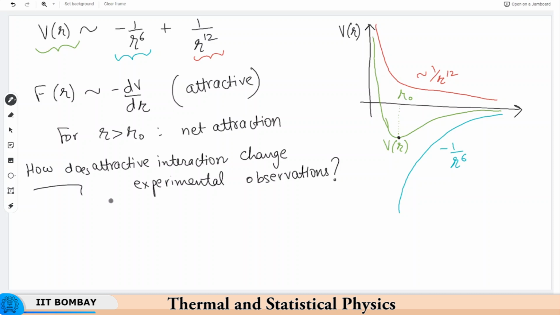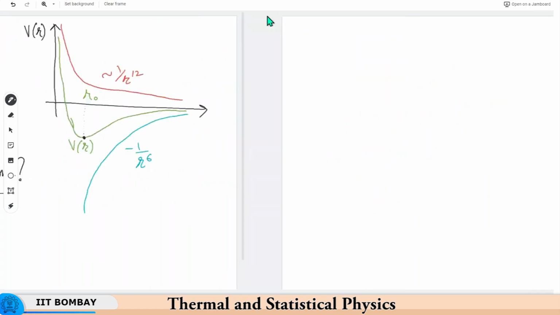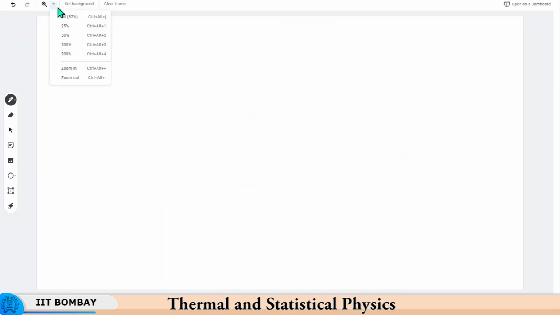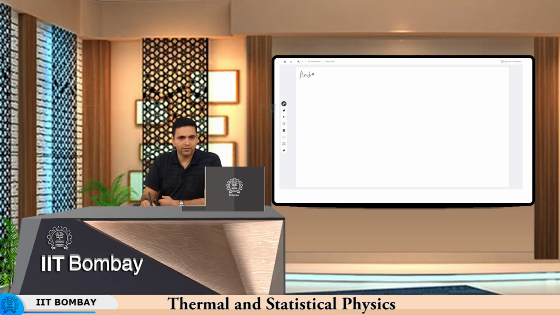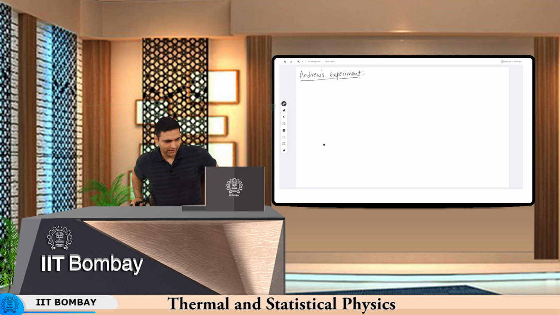Okay, so this is what we will see, and this was actually seen in what's known as Andrews' experiment. What he did was, he basically took a volume of carbon dioxide, and he started lowering the temperature of this gas, right? And this is what he observed.